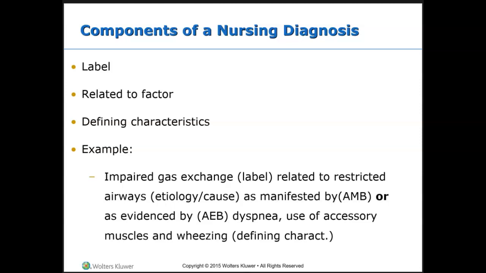Label, problem: impaired gas exchange. Etiology: related to restricted airways, right? That's the cause, the etiology. And then you're going to go by defining characteristics, as manifested by or as evidenced by, and you just put the all caps, A-E-B, AEB, and put those defining characteristics, right? So in this example of impaired gas exchange, we're going to say the patient's dyspneic, or dyspnea, with use of accessory muscles and wheezing, right? Those are all the defining characteristics. So love it, love it.